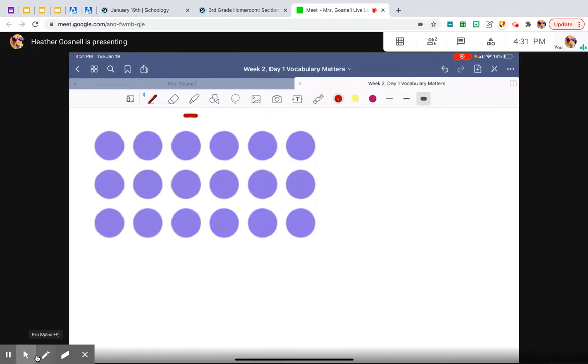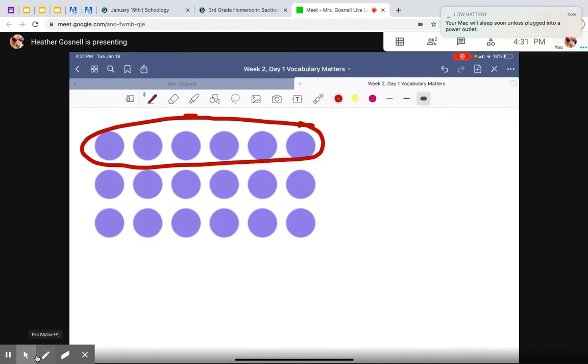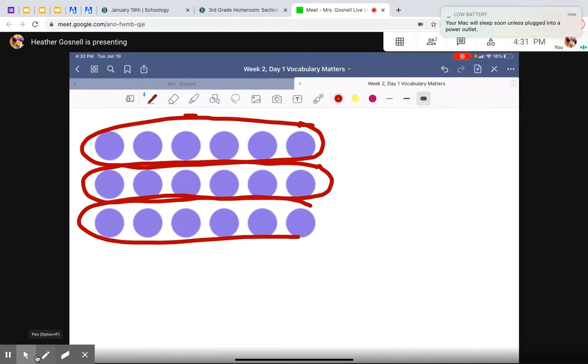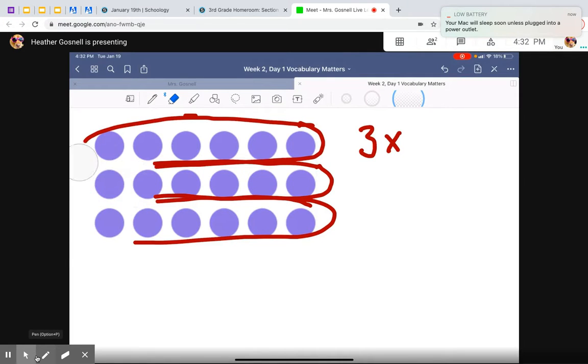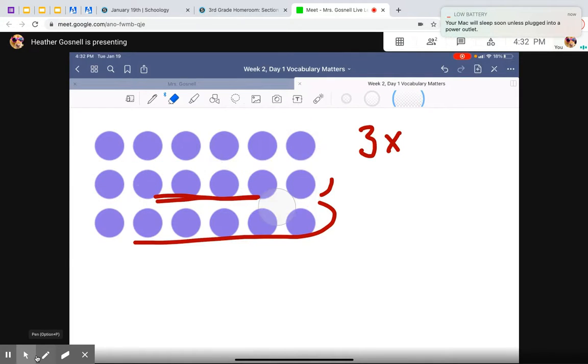First things first, what does this array represent? Well, let's find our 2 factors. We're going to look at our rows because we're going to identify our first factor. And when we're reading arrays, we read the rows first. The rows give us our first factor. Here we have 3 rows. So we do have a factor of 3. That's the other factor. The other factor represents the number of circles in each row.